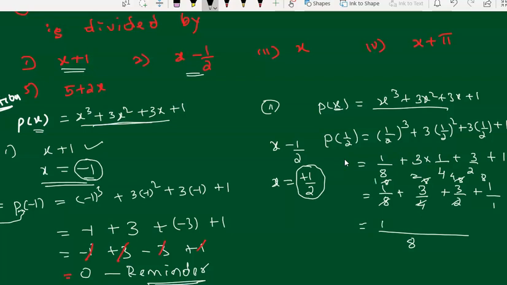1 into 1 is nothing but 1. Here we have 2, and 2 into 3, that is 6. Then here we have 4, and 4 into 3, that is 12. And here we have 8, and 8 into 1, that is 8. This property you have studied in your 8th class. So how much is it? 6 plus 12 is 18, 18 plus 8, 27 totally upon 8. This is your answer.